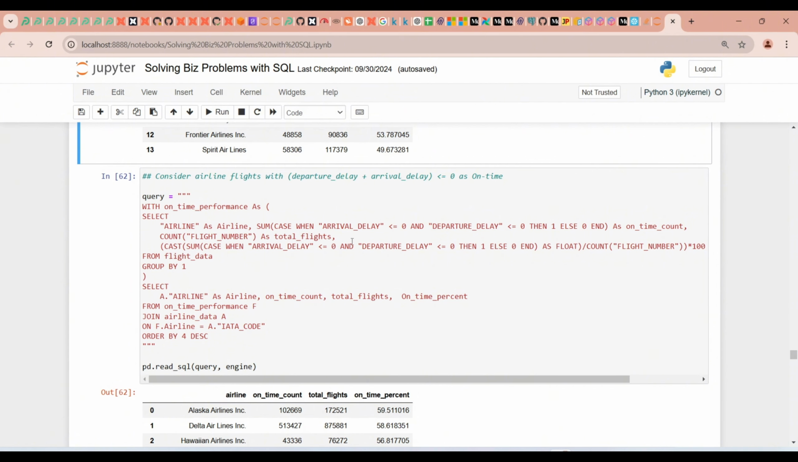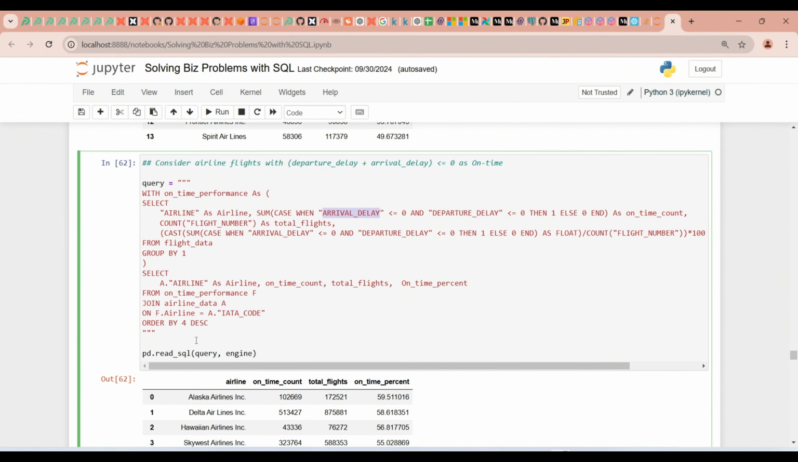But then let's consider both departure delay and arrival delay in this case. So we are saying that whenever the arrival delay is less than or equal to 0 and departure delay is less than or equal to 0, it means both the arrival and departure are on time, right? So we are doing the count and then total flights and all.